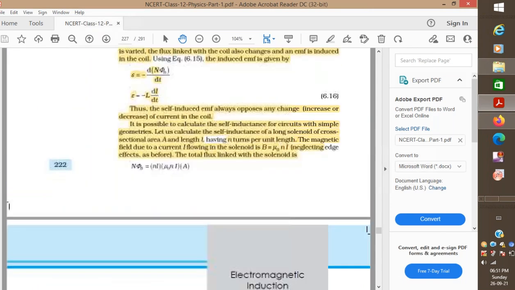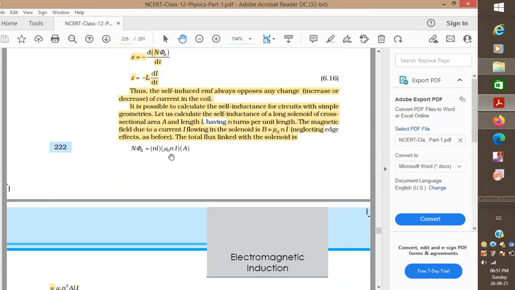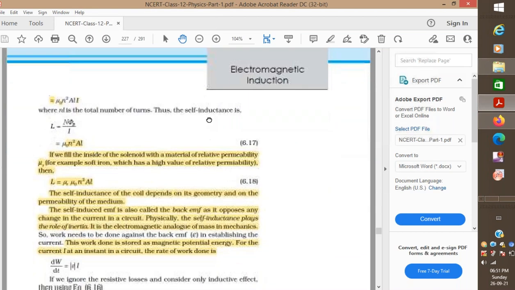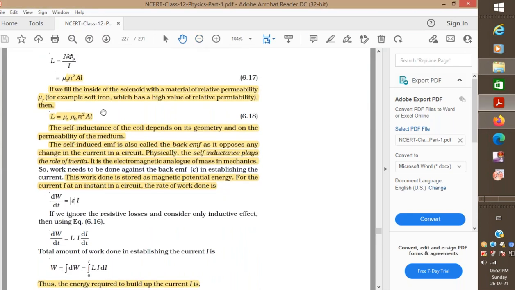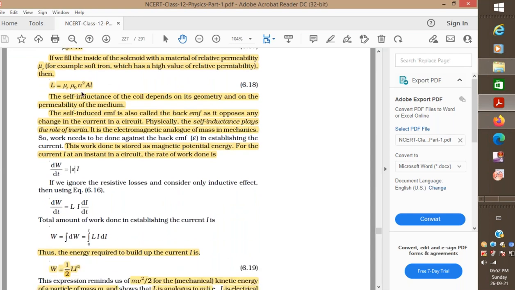In this case also, for a single coil you can find out the self inductance. Mu 0 n i, and n number of coils are there, so you get mu 0 n square, the area of the coil, and the length of the coil. The similar way as I have done for mutual inductance, you can find out the self inductance as well. Here it is mu 0 n square A L, where A is the area of the coil.